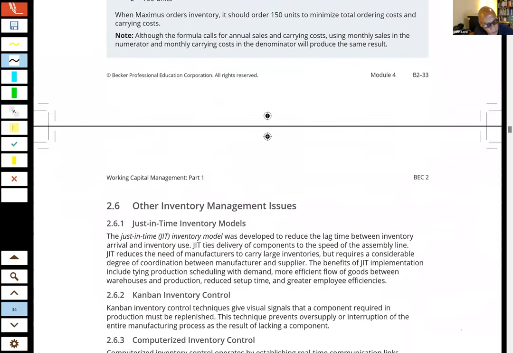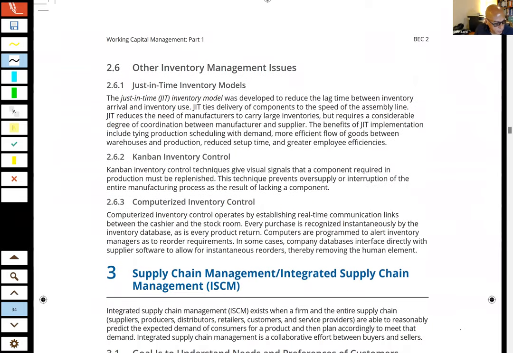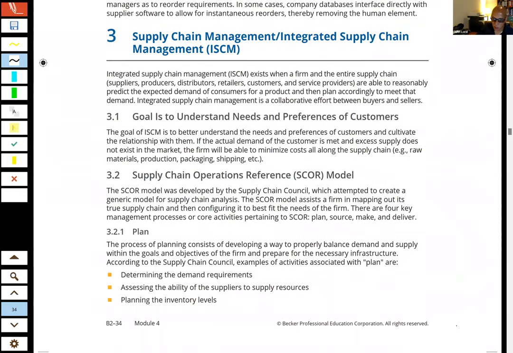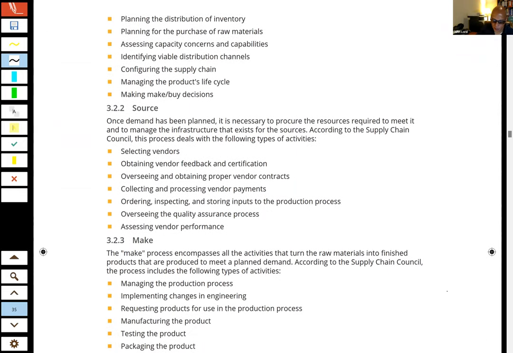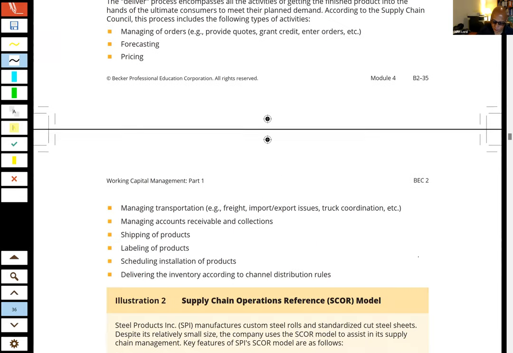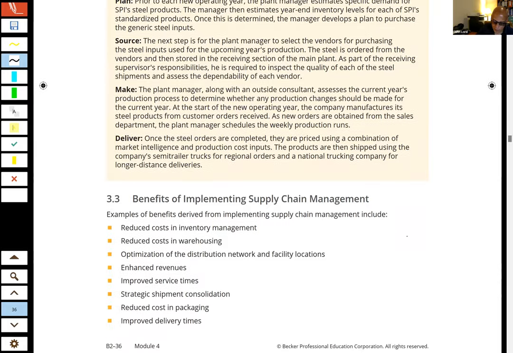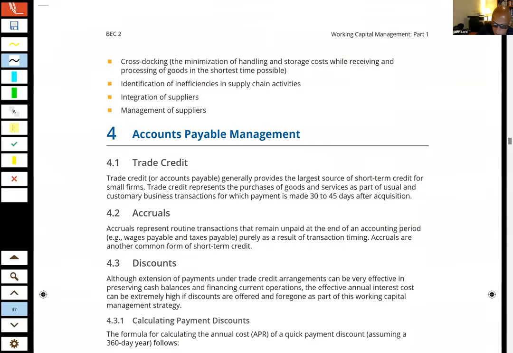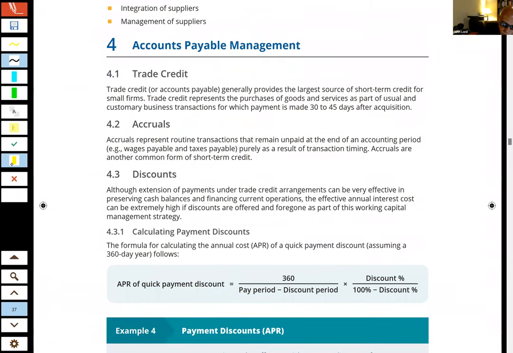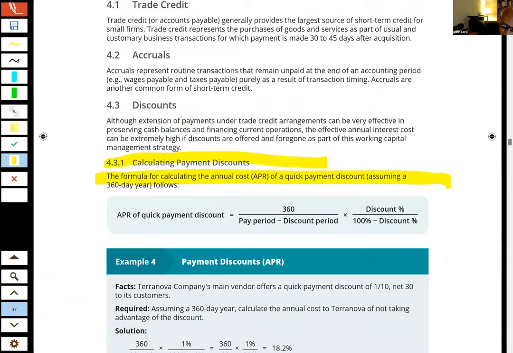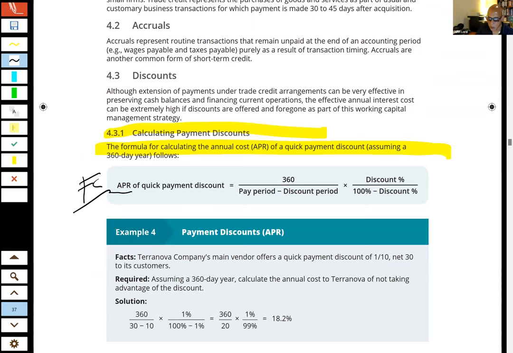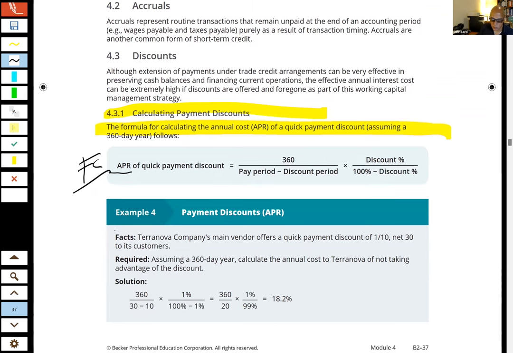Okay, good. Coming over then, let's take a look at accounts payable management a little bit. When we look at accounts payable management, we have to be aware that if we fail to take a discount, there is a cost to that. The annual percentage rate associated with failing to take a payment discount, when you could pay in a shorter period of time, is given to us by this formula.